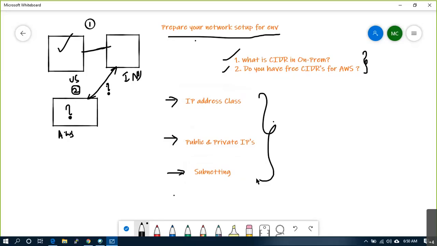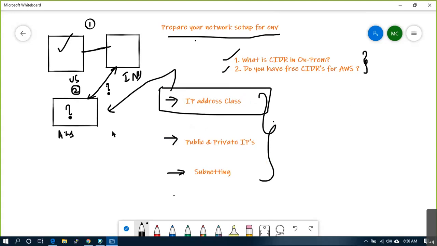Class A, B, C, D. Class A is 1 to 126, then 128 to 191, then 192 onwards. We will discuss in detail what these classes are and how they can be used in AWS.